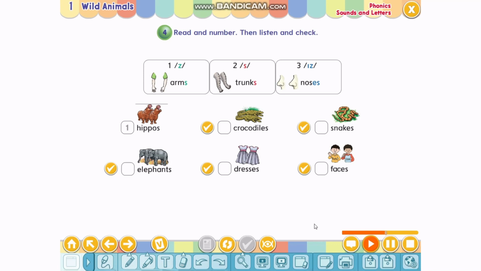Now listen and check. Hippos, hippos. Number one. Elephants, elephants. Number two. Crocodiles, crocodiles. Number one. Dresses, dresses. Number three. Snakes, snakes. Number one. Faces, faces. Number three. Good. Let's check.